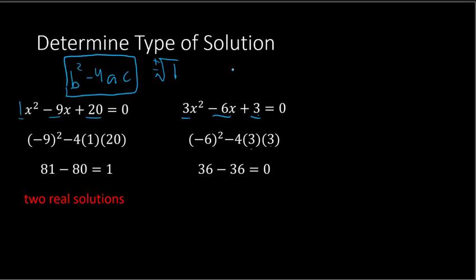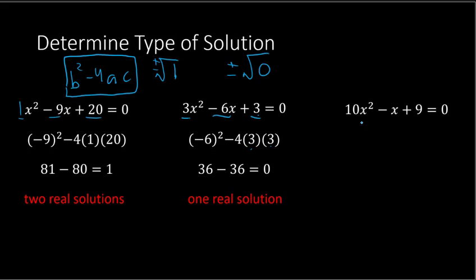So what we have is a plus or minus the square root of 0. Because it's a plus 0 and minus 0, that gives us the same answer. So what we have is just one answer, and it's going to be real because it is not a negative inside the radical. So this would be one real solution.